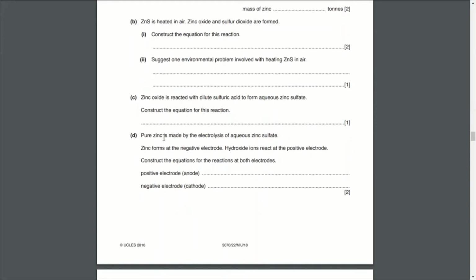Moving on to part D, pure zinc is made by electrolysis of aqueous zinc sulfite. Zinc forms at the negative electrode, hydroxide ion reacts at the positive electrode. Construct the equation for the reactions at both electrodes. Now, the positive electrode, which is the anode, the equation is going to be, I'm telling you with the whole balancing thing together. Remember, here balancing is really very important. Even if you get it a 1 mark, balancing is important.